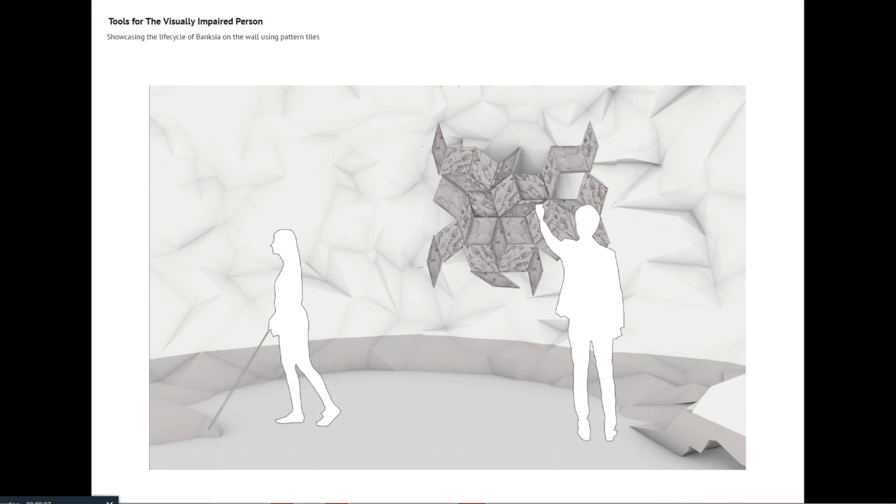This is how a visually impaired person would interact with the spaces. As a potential tool, we also designed a metal strips skirting which would run throughout the structure. This would also help blinds navigate the spaces.